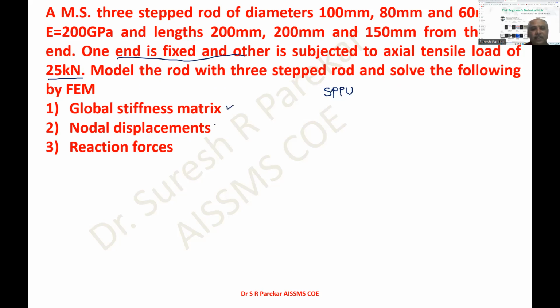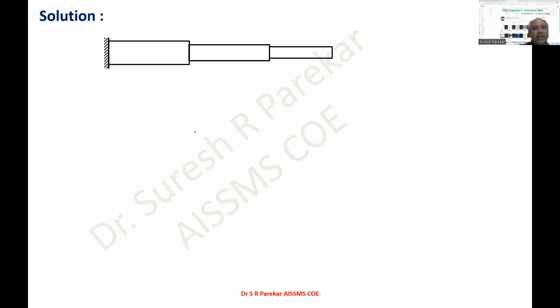We have to find the global stiffness matrix, the nodal displacements and reaction forces. So now the diagram, if we plot, we have 100 mm diameter first, second we have 80 and third 60, because this is a given stepped rod. Now length of first two are 200 and last one we have 150 mm and force applied is 25 kilonewton. So this is given. We have to draw the diagram.